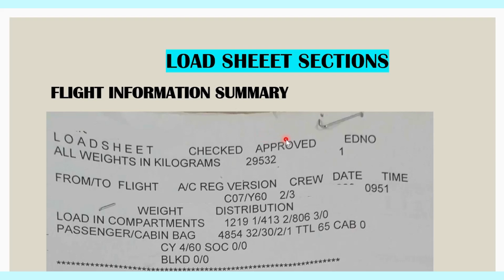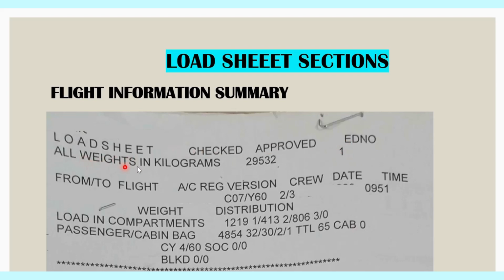Edition number means the number of the load sheet created for this particular flight. In this case it is the first load sheet, and if there were any drastic changes which required another load sheet, it will come under edition number 2, and so on and so forth if mistakes were made.